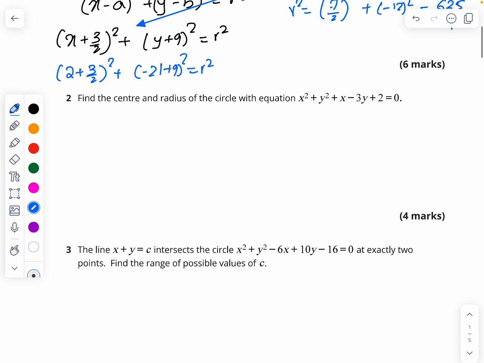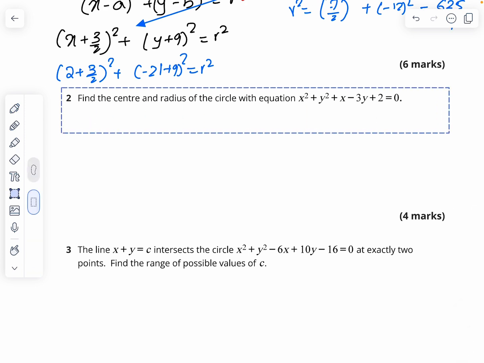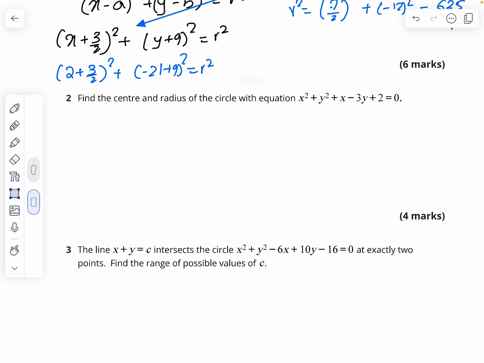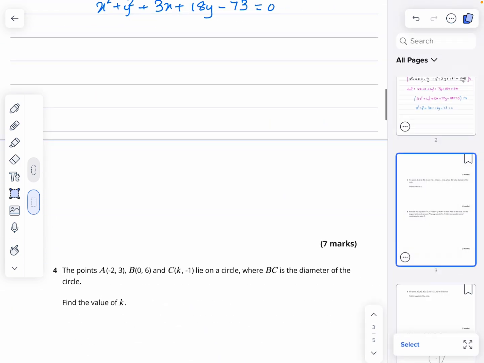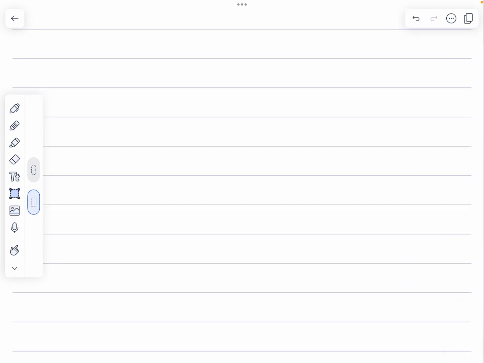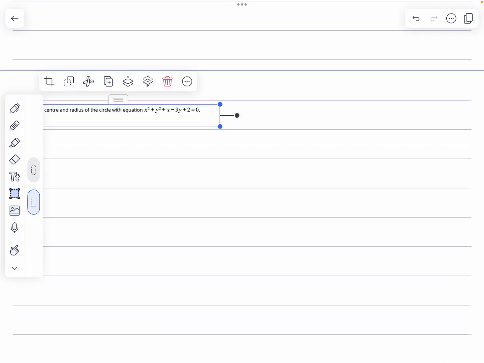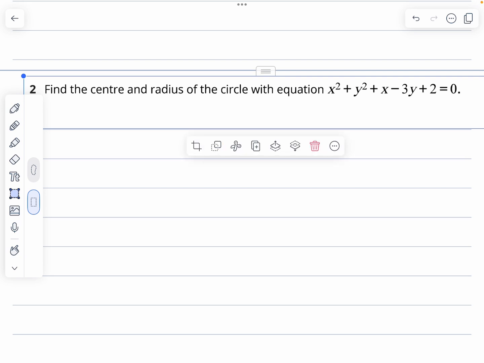Coming to the second question. The second question is for 4 marks. So what is the second question? Let's go to the next page. Add a page over there and neatly do that. The second question is asking to find the center and the radius of this one.